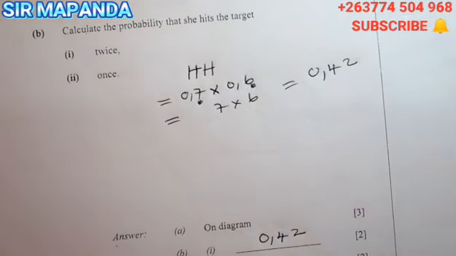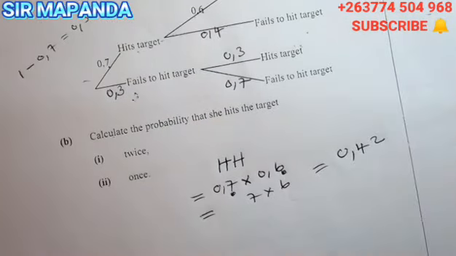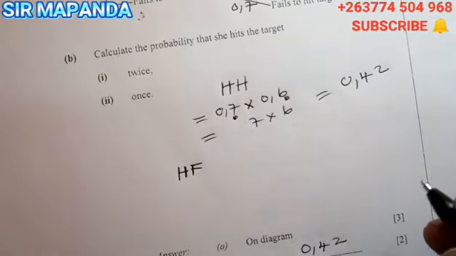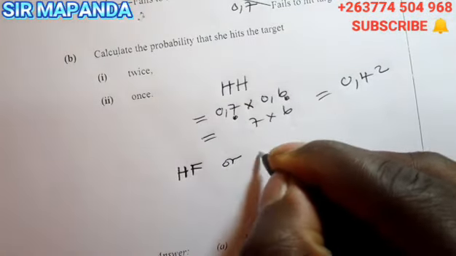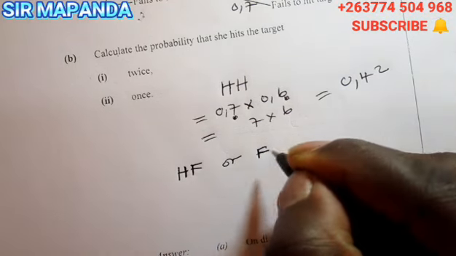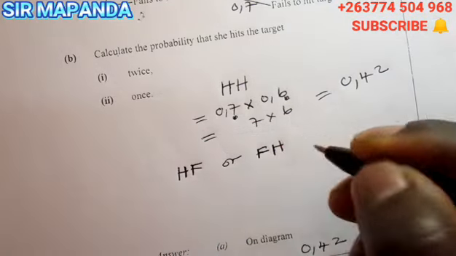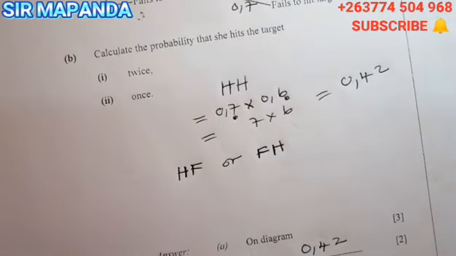We move on to part B2. Find the probability that she hits the target once. So she can hit the target first time, right? And fail to hit the target second time. Or she can fail to hit the target first time and hit the target second time. So for hitting once, we have 2 possible combinations. Hitting first time and failing second time. Or failing first time and hitting second time.